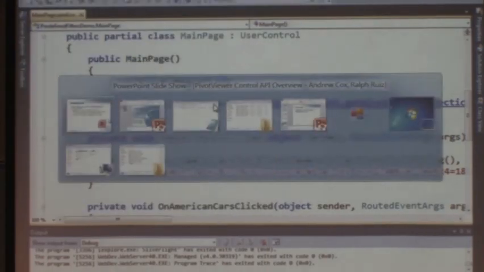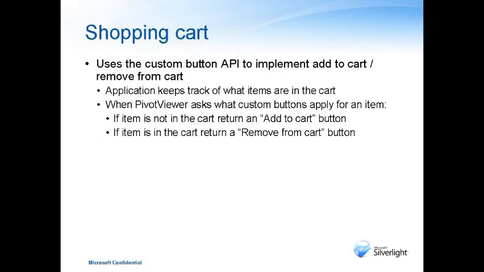So, for the shopping cart scenario, your application would keep track of what items are in the cart. And when PivotViewer asks what custom buttons to apply, if the item's not in the cart, you say add to cart. If it is in the cart, you say remove from cart. You can take a look at that code.